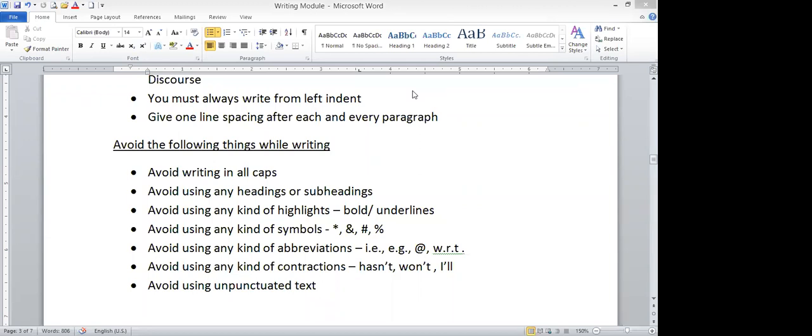And moreover, since it's an academic test, it is important that you maintain a formal way of writing and do not use any kind of contractions. Hasn't, can't, wouldn't, shouldn't should not be written. You should write has not. I will, I and will, two separate words.